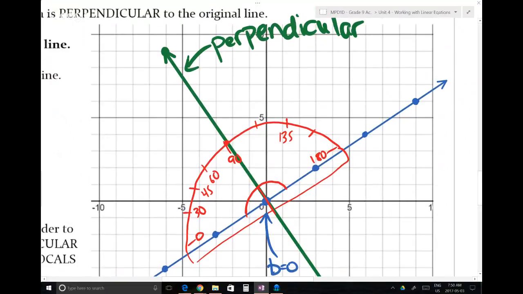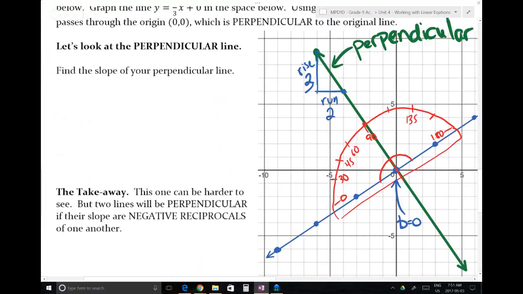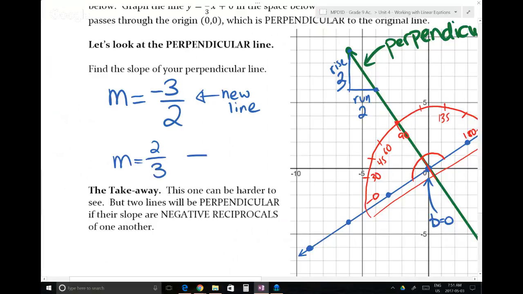And the slope, well, the slope has a rise of 3, and a run of 2. And it's negative, right? It's decreasing, this line. So the slope of my perpendicular line would be negative 3 over 2. And the original line had a slope of 2 over 3.